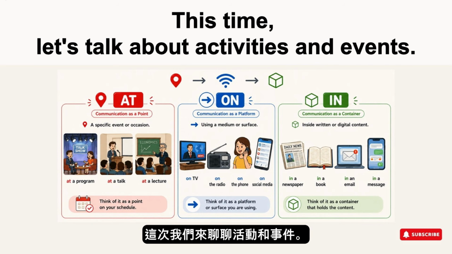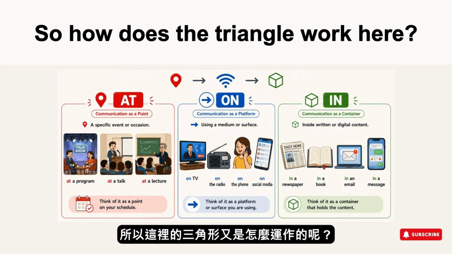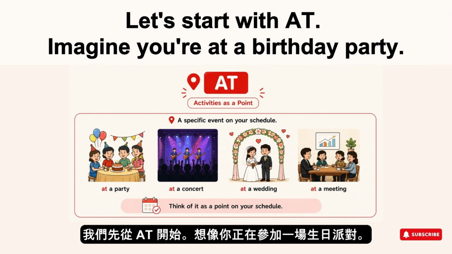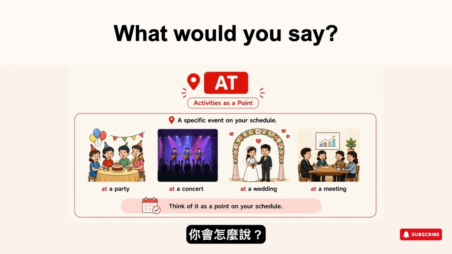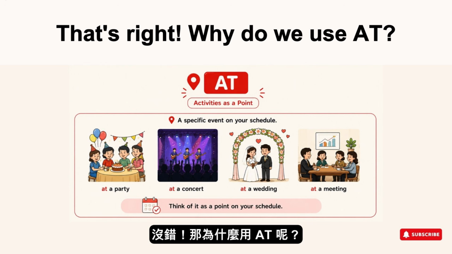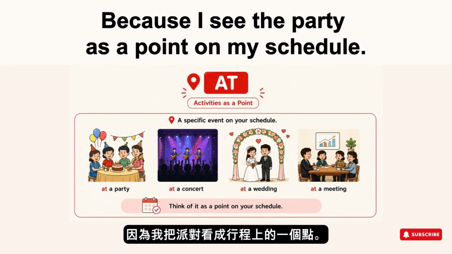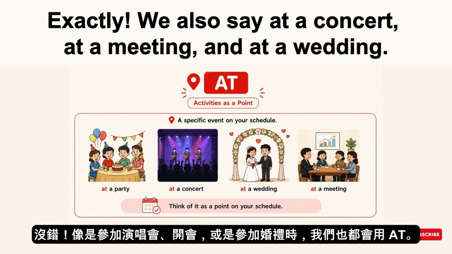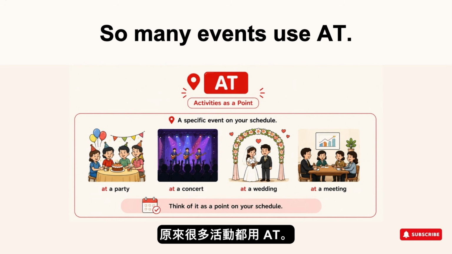This time, let's talk about activities and events. So how does the triangle work here? Let's start with at. Imagine you're at a birthday party. What would you say? I am at a party. That's right. Why do we use at? Because I see the party as a point on my schedule. Exactly. We also say at a concert, at a meeting, and at a wedding. So many events use at.